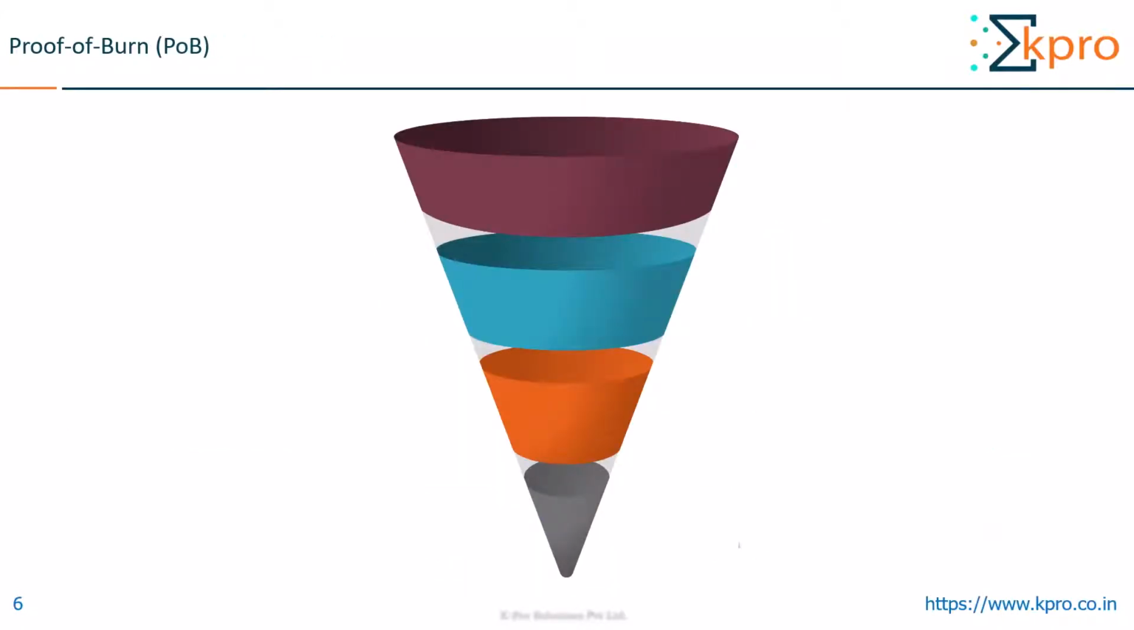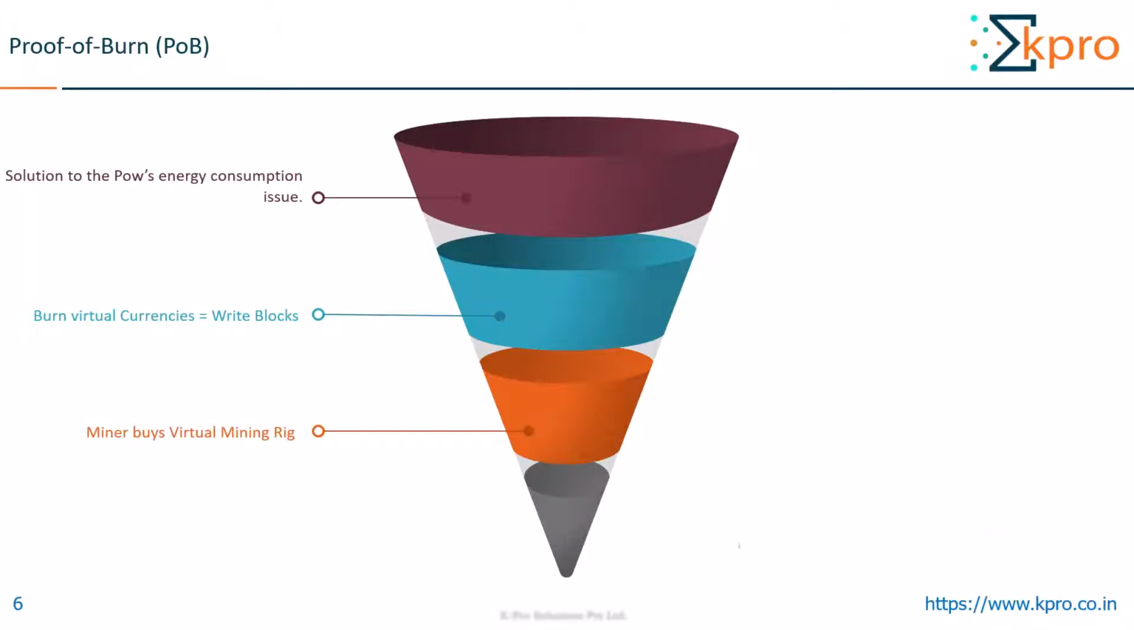Next, let us see what proof of burn is. Proof of burn tries to address the energy consumption issue of proof of work. It works on the principle of allowing miners to burn virtual currencies, which gives them the right to write blocks proportional to the amount of coins burned.